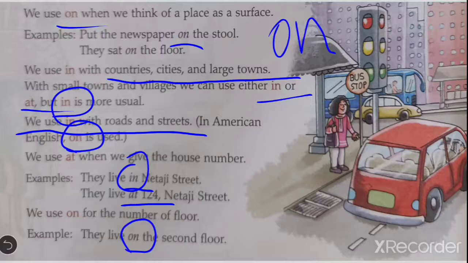Because after this, prepositions of time will come, and there also you have to use in, on and at. So that time don't be confused. So remember, students, prepositions of place: in, on, at. We use in when we are thinking about some area, place. At we can use when we are thinking about a place as a point, as a meeting point, as a discussion point.